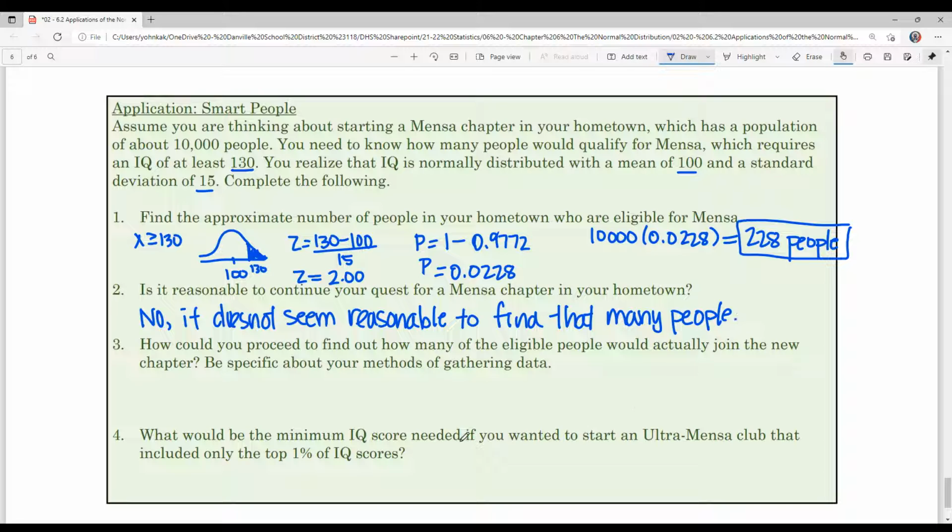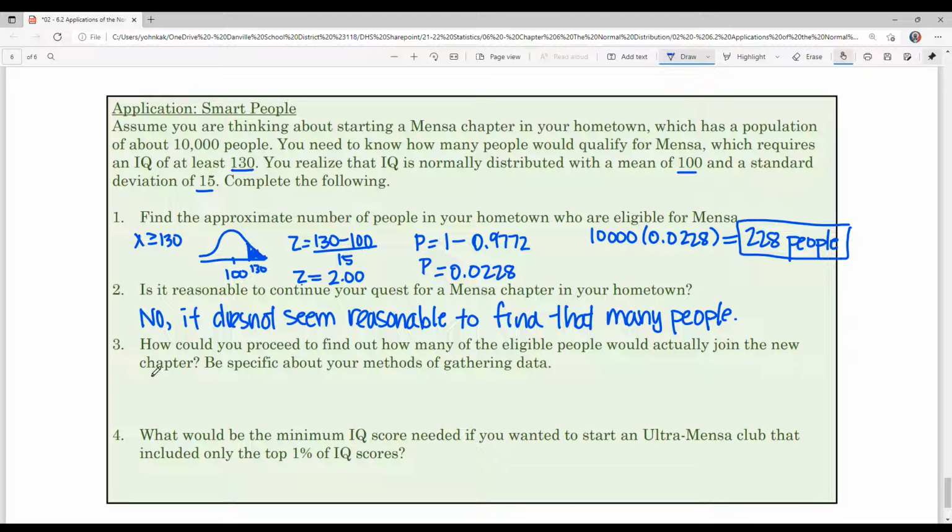So, how could you proceed to find out how many of the eligible people would actually join the new chapter? Be specific about your methods of gathering data. What you could do is call people in the hometown and ask them if they would want to join it or not. You'd want to make sure that you call home phones and cell phones. Maybe you go to their house and ask them.